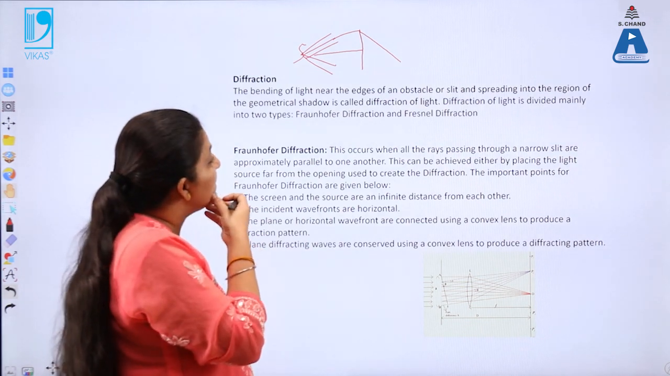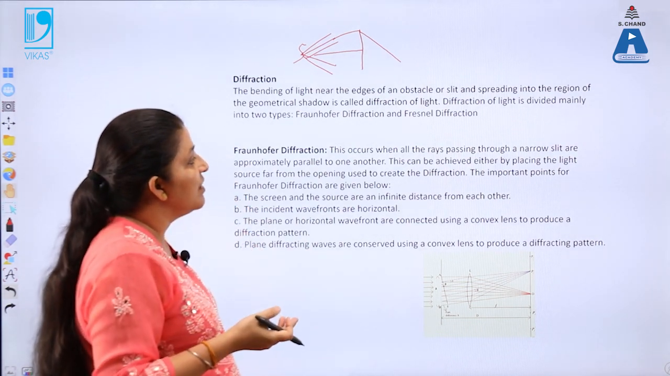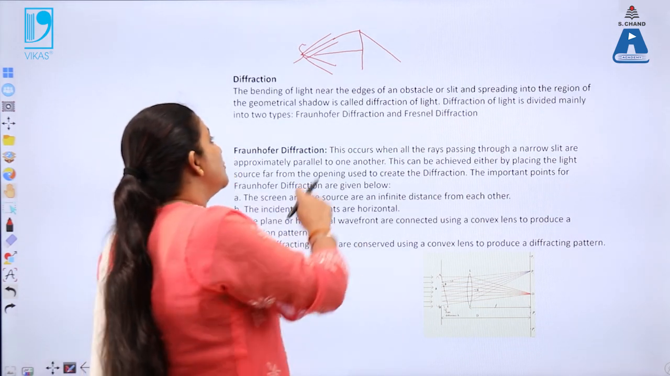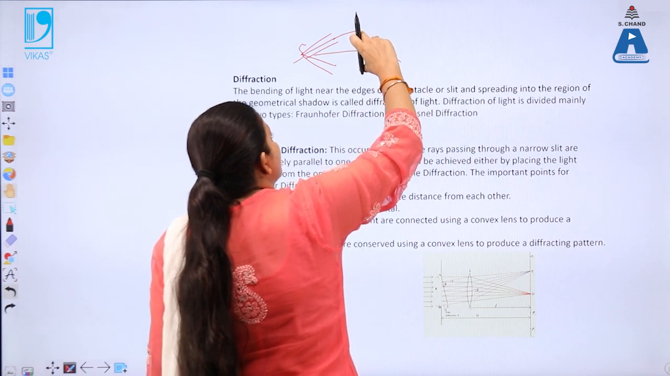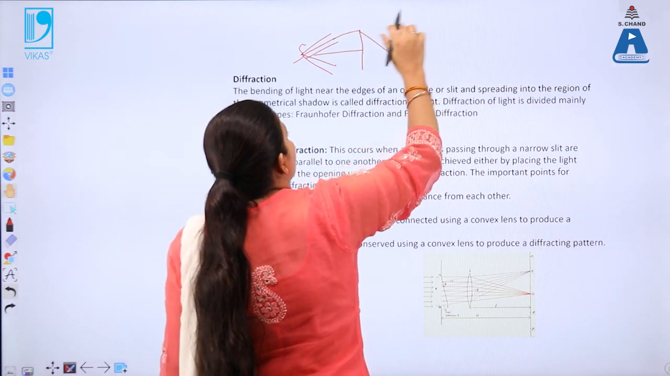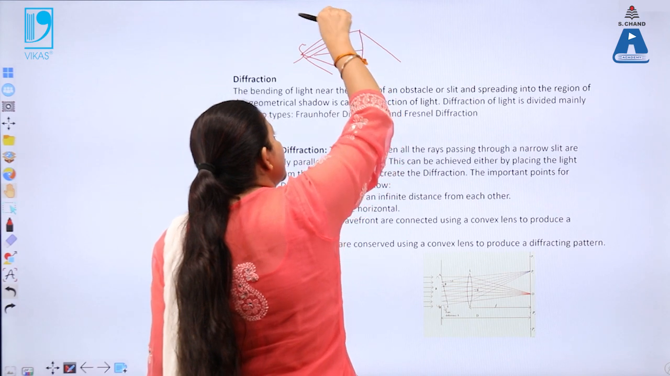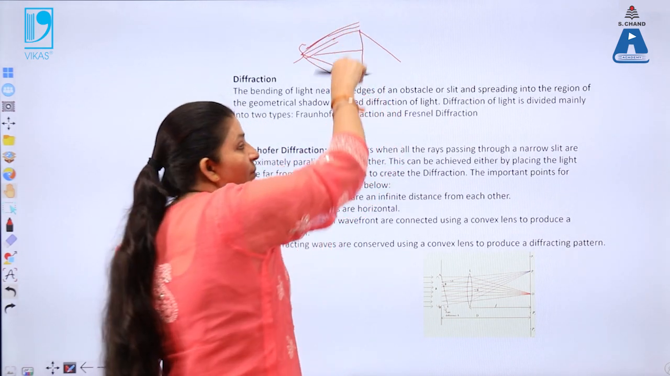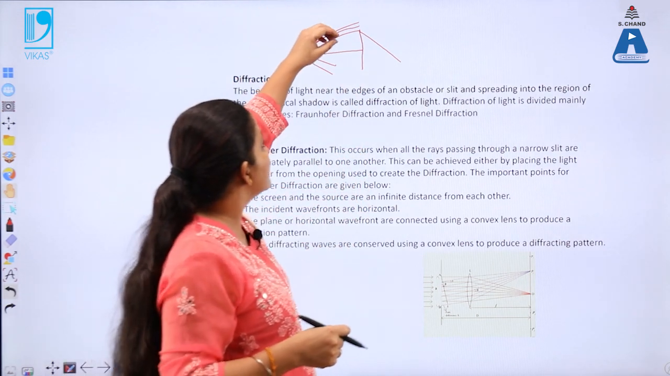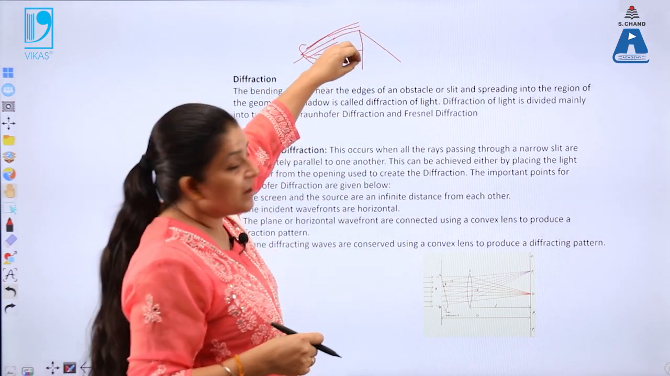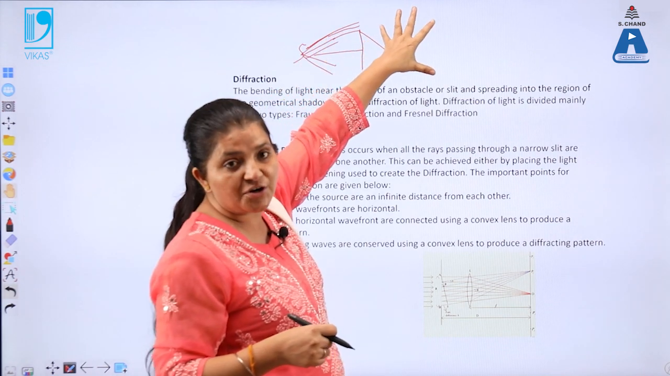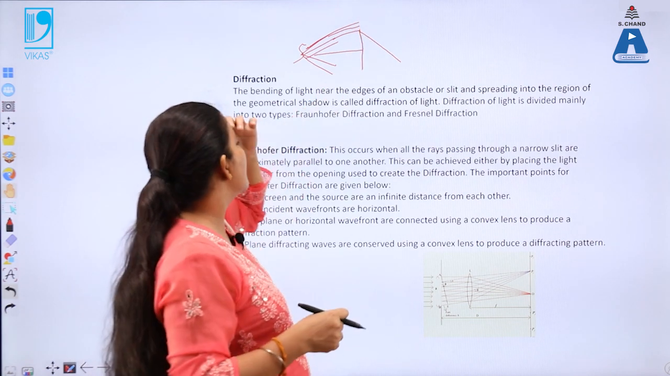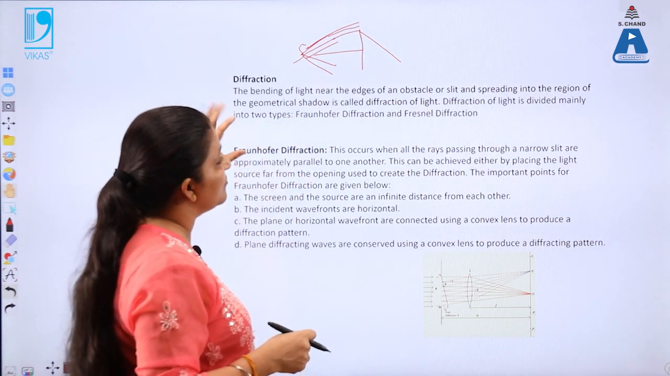So diffraction is the bending of light around the corner of an obstacle and its spreading into the region of geometrical shadow. We know that the shadow of this obstacle will be over there. Now the light bends at the corners. The bending of the light takes place around the corner, and this light spreads into the geometrical shadow. This spreading of light in the geometrical shadow is known as diffraction of light.